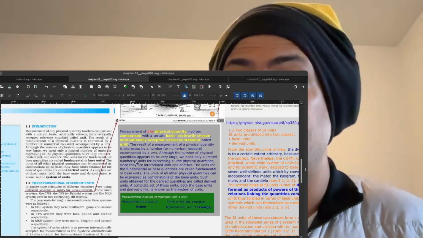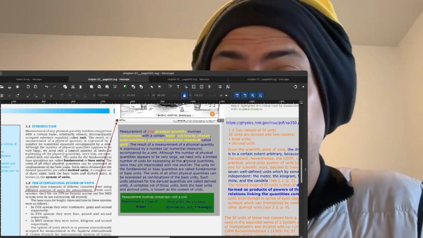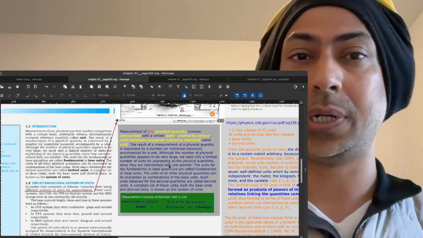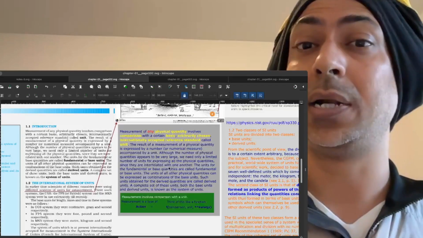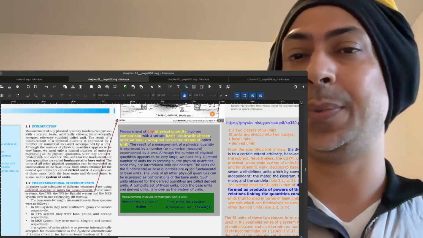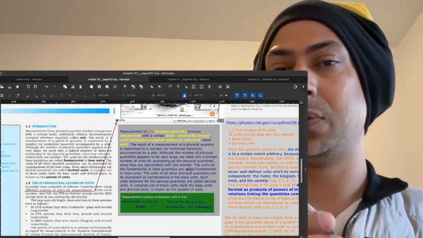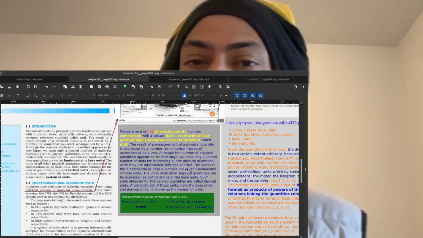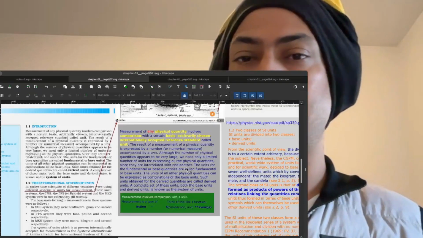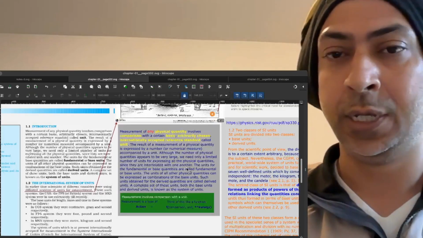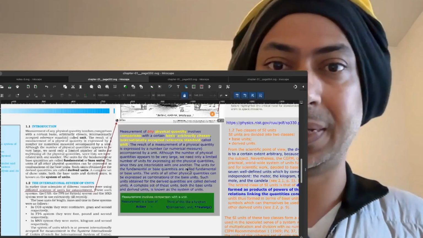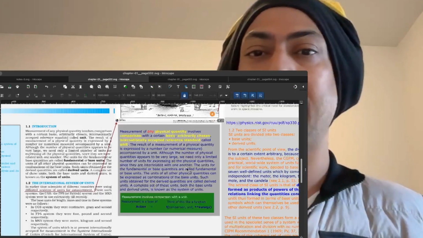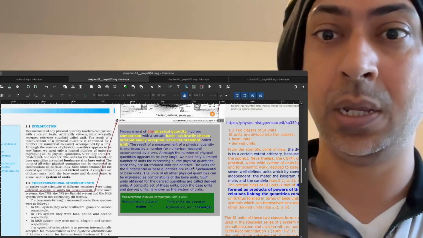Although the number of physical quantities appears to be very large, we need only a limited number of units for expressing all the physical quantities since they are interrelated with one another. So they can be described in terms of each other. For example, 2 can be described in terms of 1 plus 1. 3 can be described in terms of 2 plus 1, something like that. So by using existing things, we can describe higher or lower things by comparing to that. So that is what is being conveyed here.